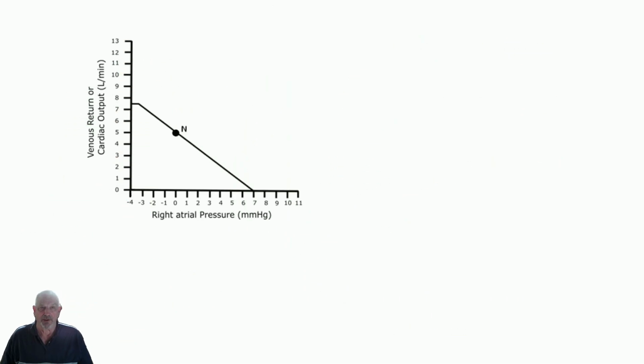So when we think about the blood vessels, we have to think about two things. One is the mean systemic filling pressure, and the other is the resistance to venous return. And you'll remember that we said mean systemic filling pressure is identified on a venous return curve as the right atrial pressure at which the cardiac output is zero. The typical textbook value for mean systemic filling pressure is 7 millimeters of mercury.